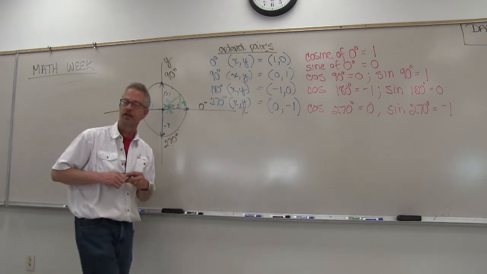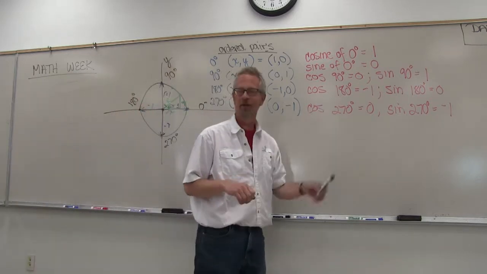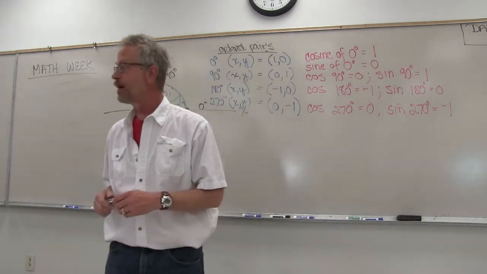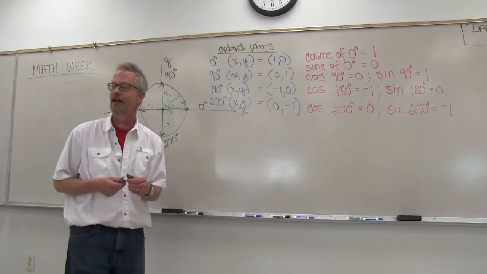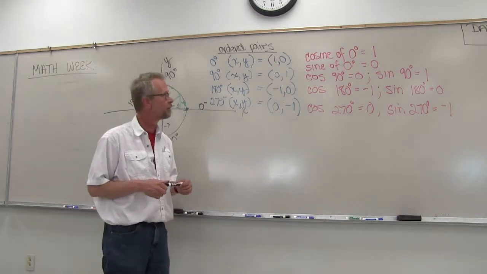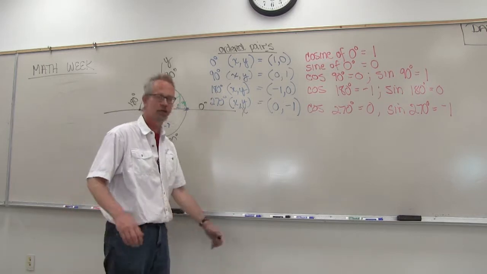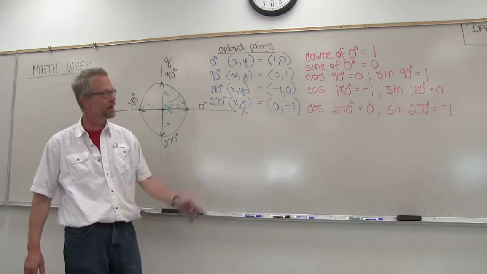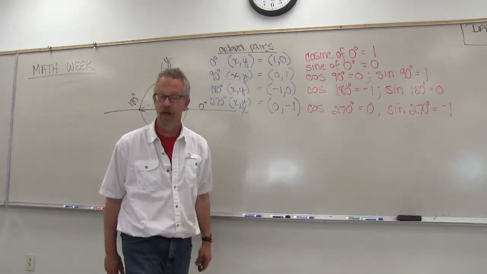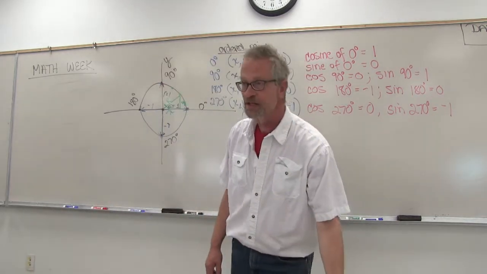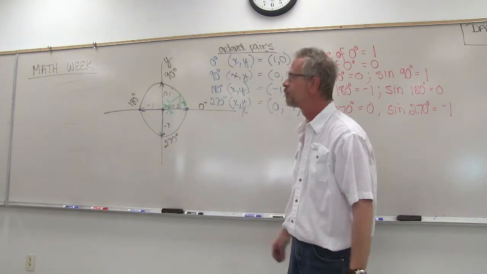So what I invite you to do is enter in a couple of these numbers on your calculator. Put in 180 degrees and press the sine button and see what you get. Put in 270 and push the cosine button. See what you get. I bet you'll come up with these numbers, if your calculator is set to degrees, which it probably is after last quarter.